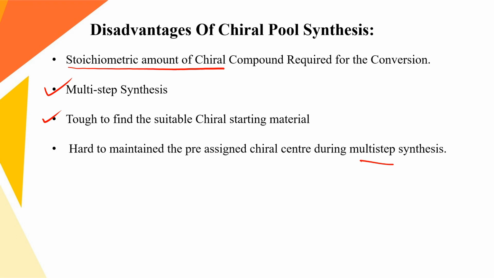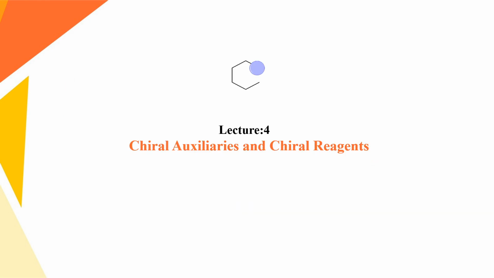So these are the main disadvantages of chiral pool synthesis, and that's why researchers moved from this generation to a different approach, called the chiral auxiliary based approach, and this is generation 2 of asymmetric synthesis, which we will discuss in our next class. Next class we will discuss chiral auxiliaries and chiral reagents together, and in this particular class I discussed the generations as well as the chiral pool synthesis.